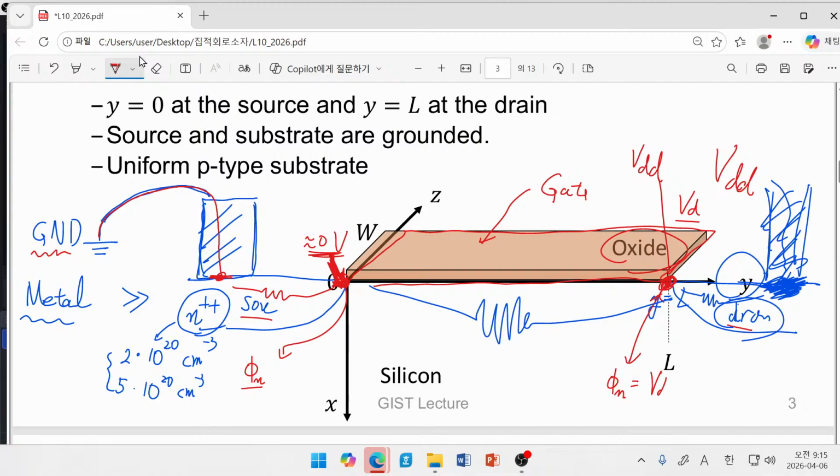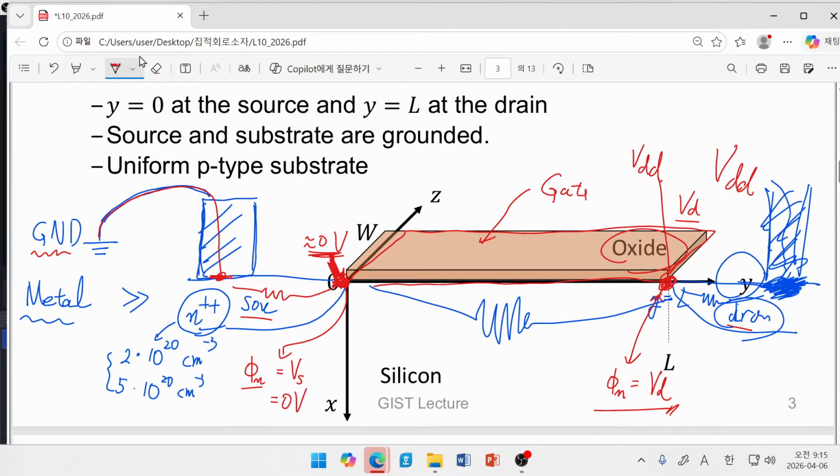The answer should be yes, there should be VD, and there should be Vs, the source voltage. But we assume that the source is grounded, so we can say this one becomes 0. That is the situation we wanted to assume in this analysis. So that is the starting point. We have to say that at least for the electron quasi-Fermi potential, we know two boundary values.